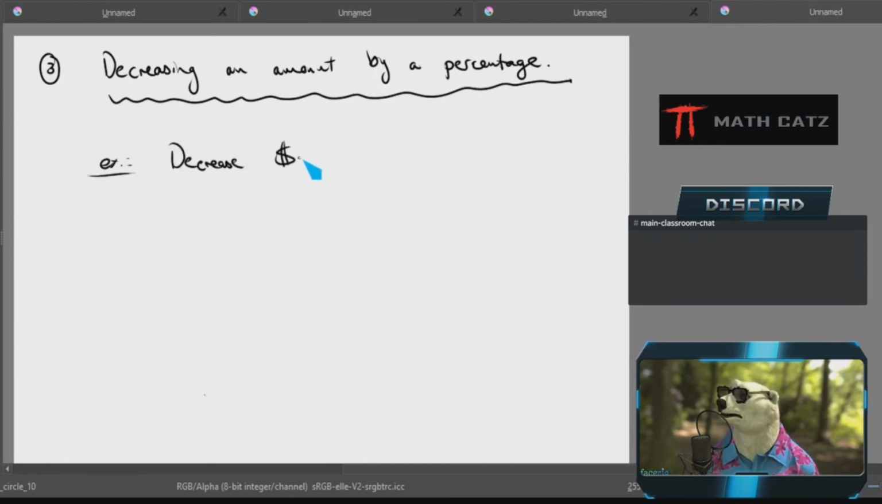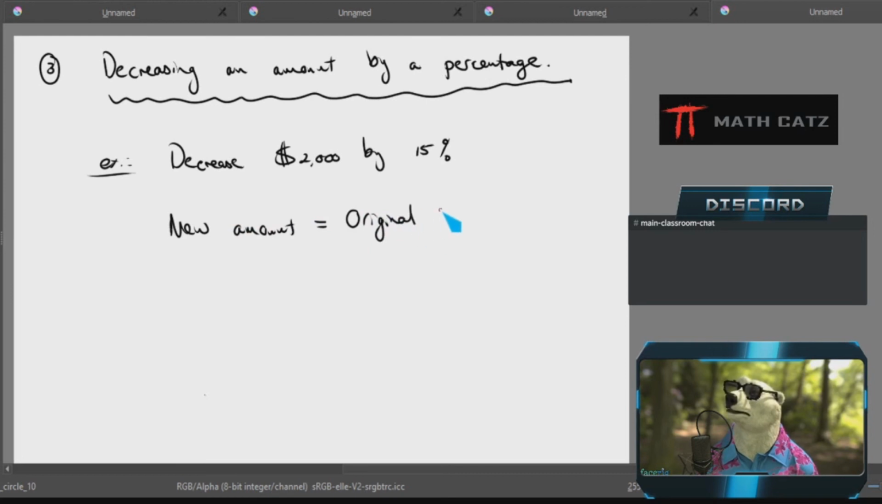Decrease $2,000 by 15%, for whatever reason. So now it's very similar. It's not the same. My new amount is going to be the original $2,000, take away 15% of $2,000. Decreasing. I'm losing some money.